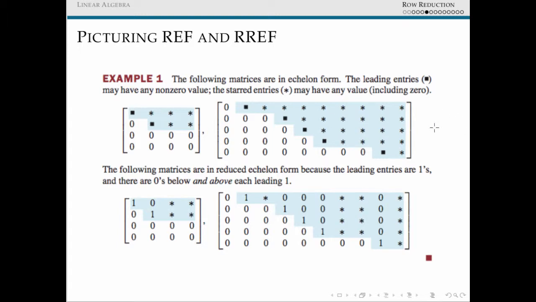To give you an idea of what an echelon form would look like for a matrix, here are two matrices taken from our text that have been put into row echelon form. These asterisks mean they could be any value. So an asterisk is any number in our field.